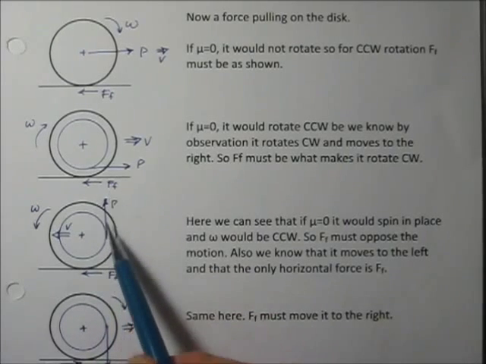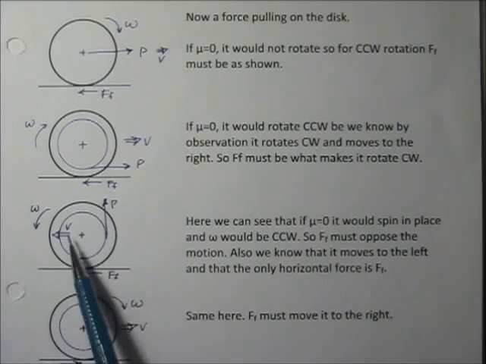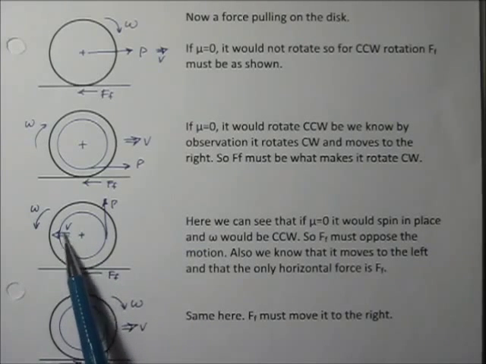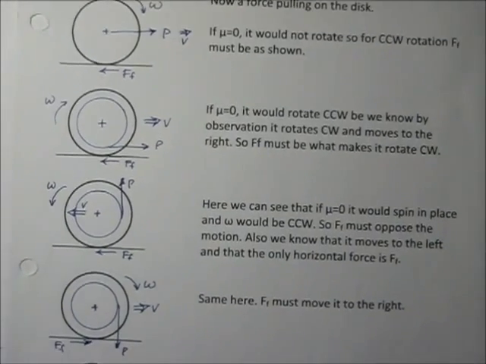If I pull straight up, it goes in that direction. If I pull straight down, it moves in that direction. And so the only thing causing those motions, those velocities, are going to be forces of friction. So you can see the directions they go.